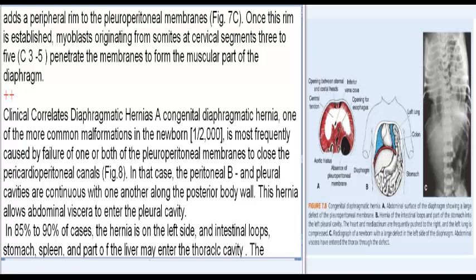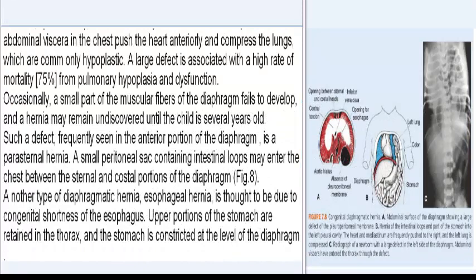In 85% to 90% of cases, the hernia is on the left side, and intestinal loops, stomach, spleen, and part of the liver may enter the thoracic cavity. The abdominal viscera in the chest push the heart anteriorly and compress the lungs, which are commonly hypoplastic. A large defect is associated with a high rate of mortality, 75%, from pulmonary hypoplasia and dysfunction. Occasionally, a small part of the muscular fibers of the diaphragm fails to develop, and a hernia may remain undiscovered until the child is several years old.